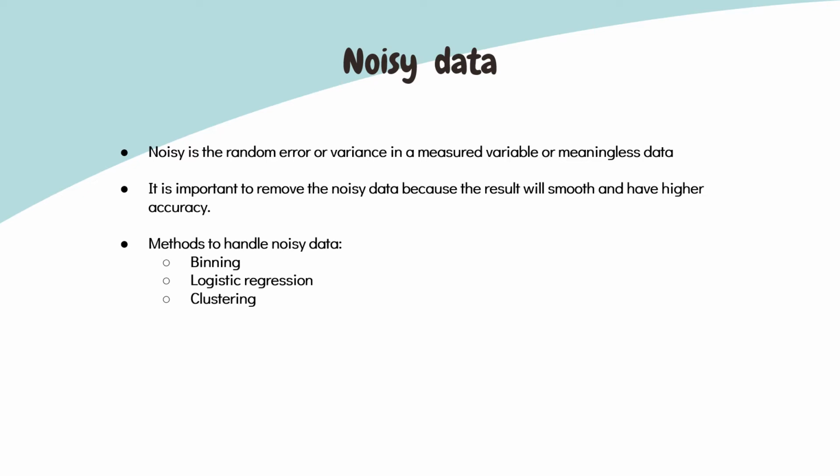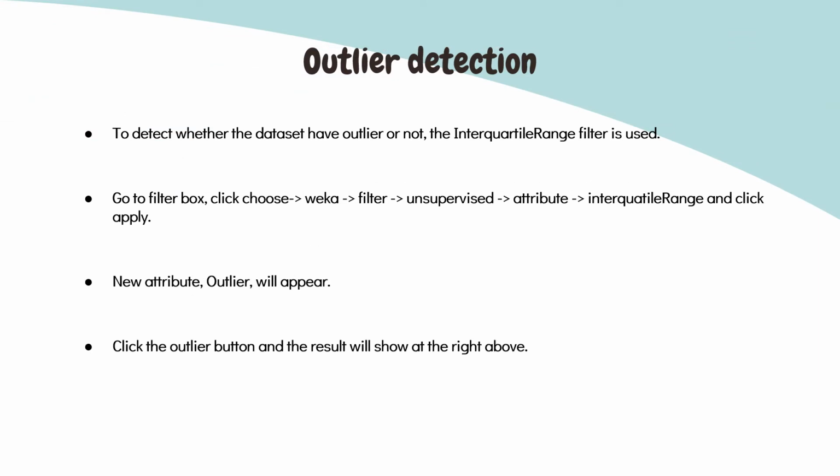Firstly, we need to find whether there is noisy data or not by detecting the outliers. To detect whether the dataset has outliers or not, the interquartile range filter is used. Firstly, go to the filter box, click choose, WEKA, then click filter, choose unsupervised, and click attribute. Next, interquartile range, and then click apply.